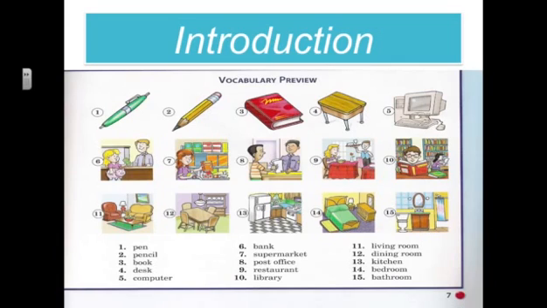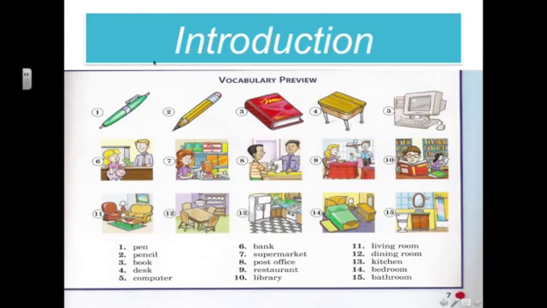Introduction. So we have here the vocabulary preview for the objects around you, not only in the classroom but around you. This is what? Pen. You can find the pen in your house or in your classroom or in your room, whatever, in the kitchen. You maybe find the pen in the kitchen, so you have to know the name of it. So you just look here at the number, and you look here. So number one, what is it? Pen.